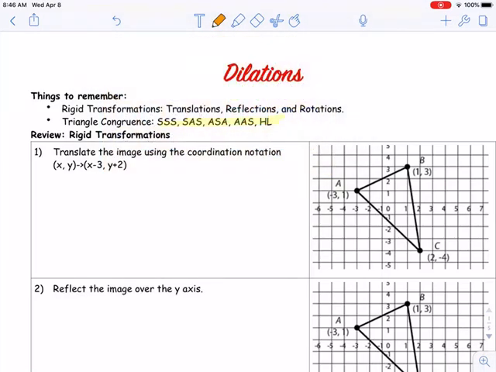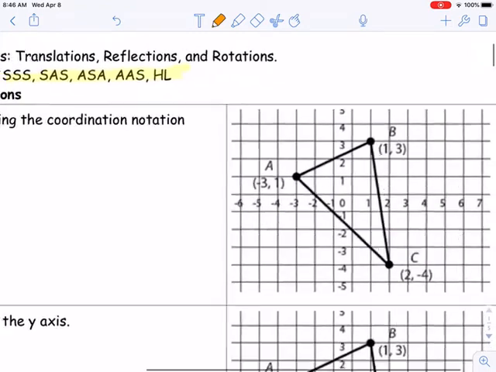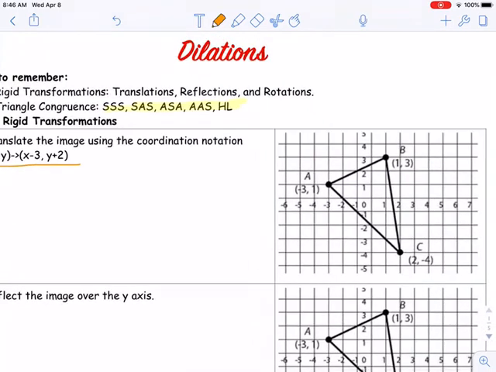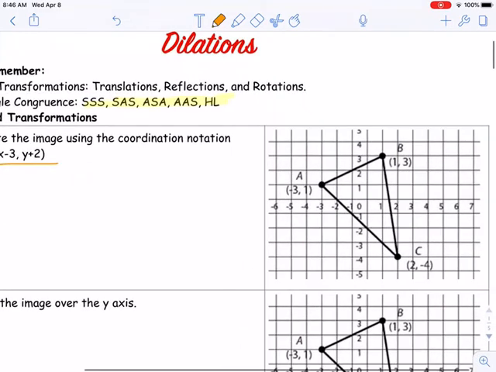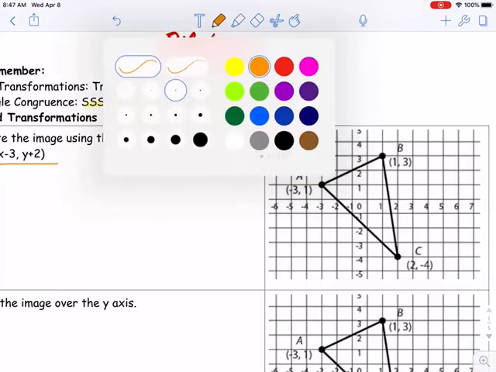All right, we have translations. We're going to first translate the image using coordinate notation. So x minus 3, y plus 2. That really means I'm just going to take every point, count left 3, up 2. So from point A, I'm going to go 1, 2, 3, 1, 2, boom. Put a point there, and that's A prime.